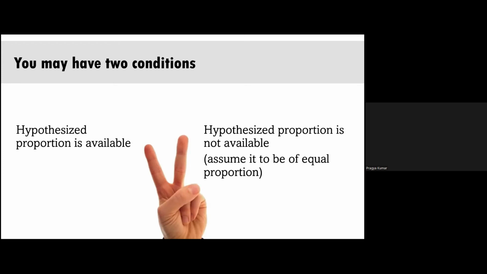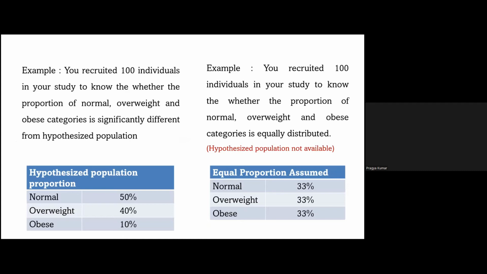So we assume it to be of equal proportion, and we'll see in JAMOVI how we do that. Suppose we have recruited 100 individuals in our study to know whether the proportion of normal, overweight or obese categories of children is significantly different from the hypothesized proportion. If the hypothesized proportion is, say, 50% as normal, 40% as overweight, and 10% as obese, fine. But if the hypothesized proportion is not available, then I will take each of the three as an equal proportion of 33, 33, and 33. So this is the example of a known proportion or a hypothesized proportion.